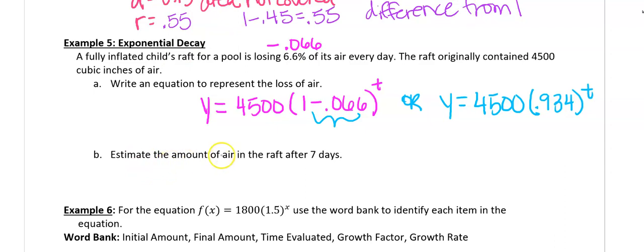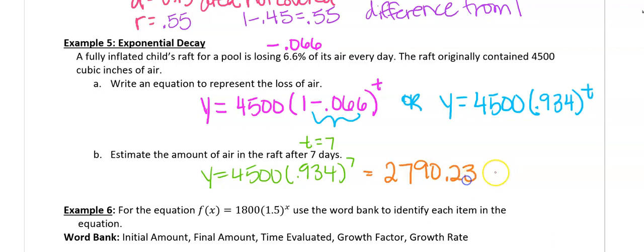So let's go to our next problem. Estimate the amount of air in the raft after 7 days. So we're looking for where t equals 7. Where does t equal 7? Okay. So I'm going to come down here and I'm going to do y equals, my initial amount doesn't change, my rate does not change, to the 7. So I need to go plug that in the calculator. Give y'all a second to plug it in the calculator. And you should get 2790.23 inches cubed. That's cubic inches. And that would be your answer.